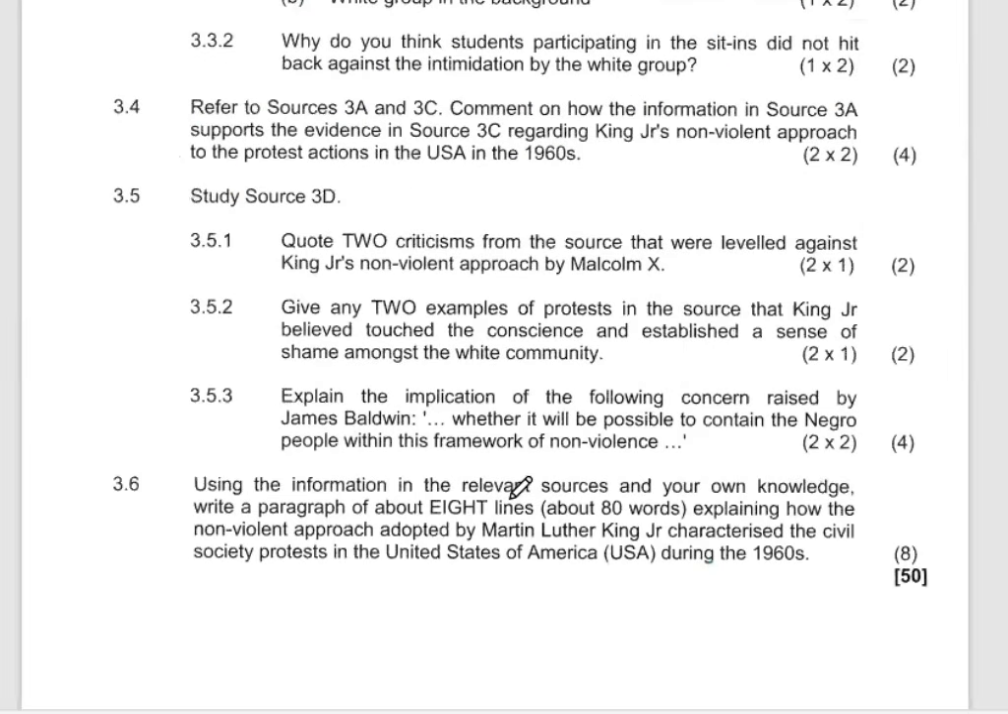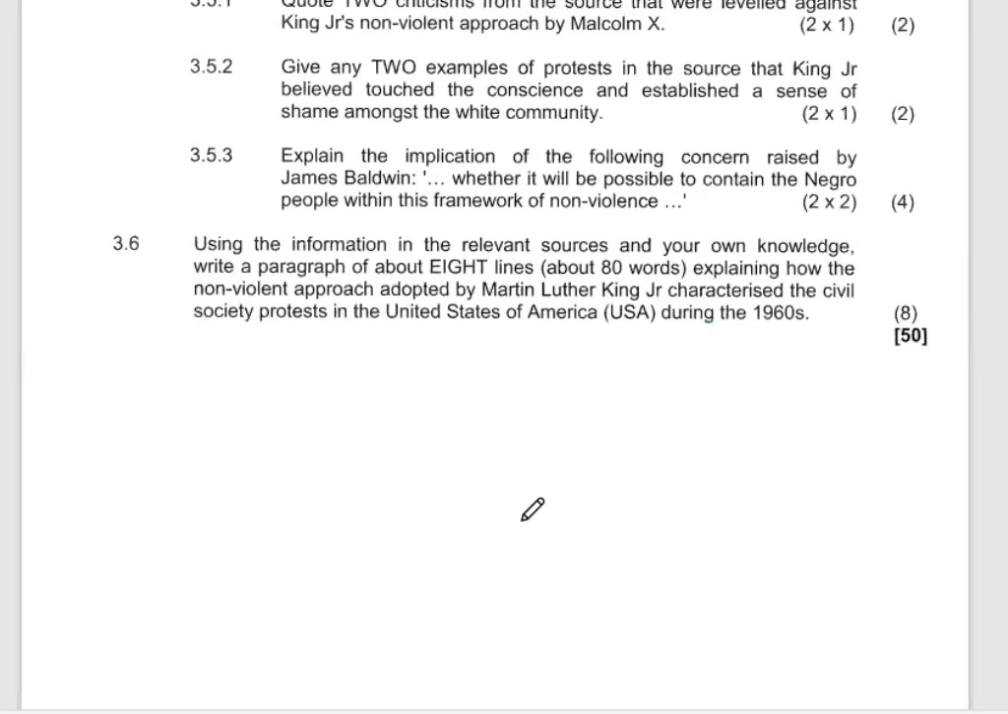Explain the implication of the following concern raised by James Baldwin. Whether it will be possible to contain the Negro people within the framework of non-violence. The implication of the statement. What does that imply? Right. Whether it would be possible to contain the Negro people, we're referring to the Black Americans, within this framework of non-violence. Right.